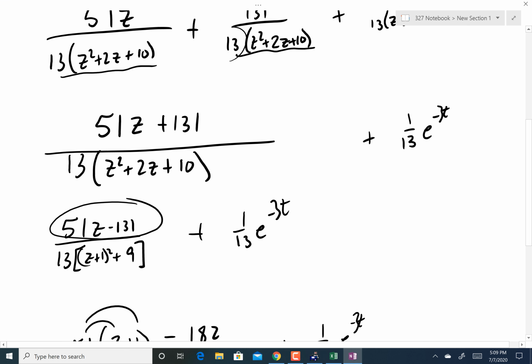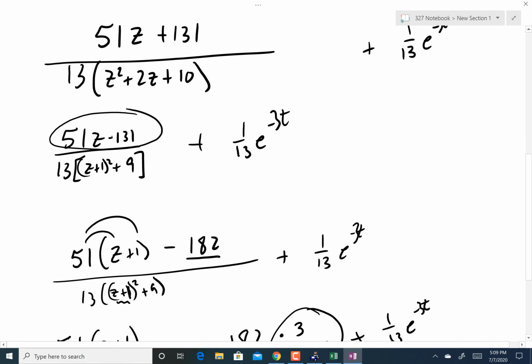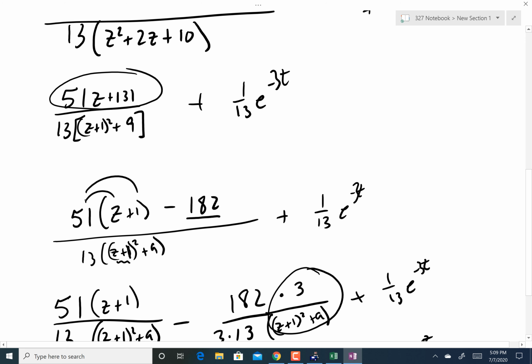Well, good news, bad news. It's just I'm an idiot. I had this as a negative. The calculator had it a positive all along. So this is plus. So this is 51z plus 51. I need to get to 131, so I need another 80.